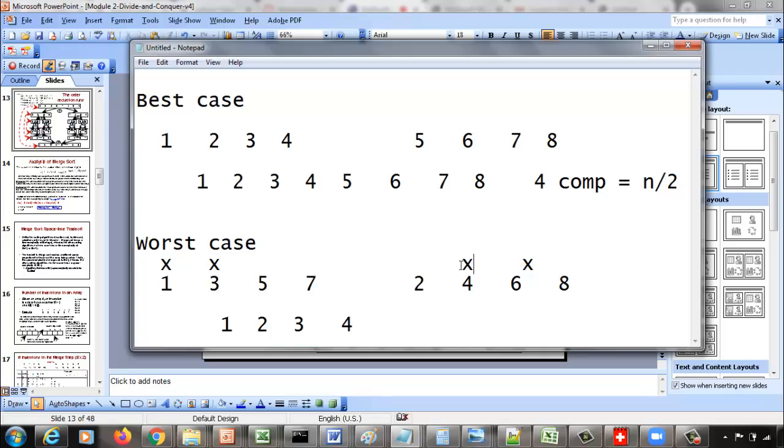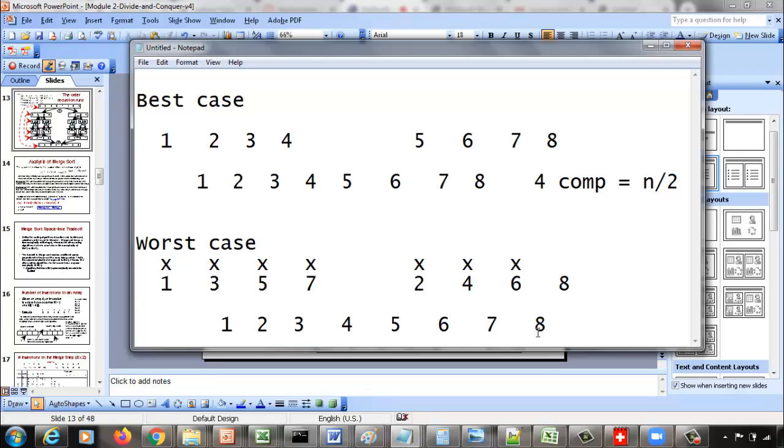Then 4 with 5, 4 is smaller, so write down 4, so that is another comparison. Then 5 with 6, so 5 is smaller, so that is one comparison. Then 7 with 6, that is one comparison, with 6 being smaller. Then 7 with 8, that is one comparison, 7 being smaller. So once we are done with the left subarray, we can now write the remaining portion of the right subarray as usual, but in this case it's just the last element 8 out there.